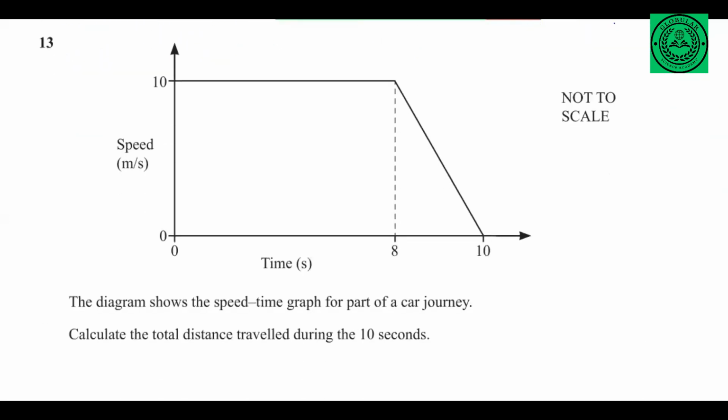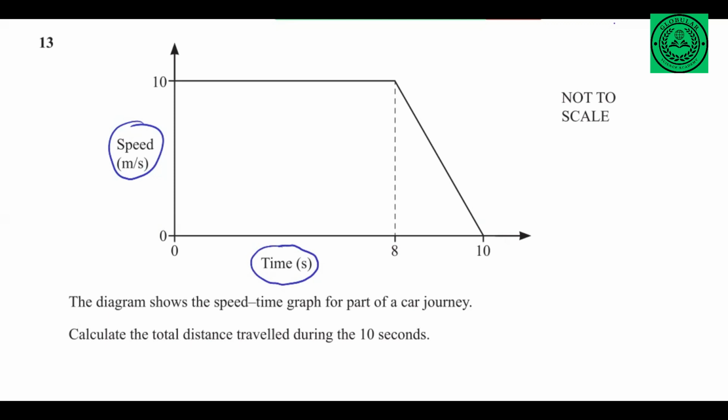Okay, next question is about a speed-time graph. We can already see speed and time, a graph between speed and time. The diagram shows the speed-time graph for part of a car journey. A car is traveling, and this is the journey shown in the graph. We are interested in calculating the total distance traveled during the 10 seconds, the distance traveled by the car during these 10 seconds.